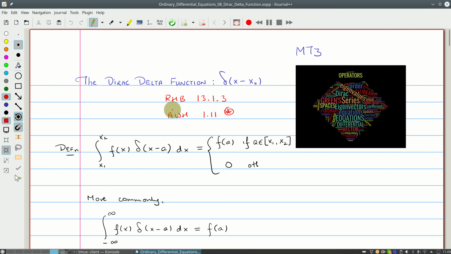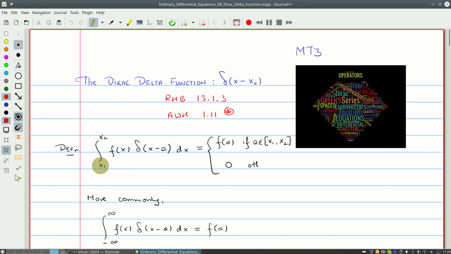This is a very peculiar function. In fact, it's not even a function. It's described in Riley, Hobson and Bence 13.1.3 and Arfken, Weber and Harris 1.11. I find the treatment in Arfken much better than the one in Riley's book, so please look at Arfken's book if you'd like to find out more about the Dirac delta function. Of course, if you look online, you'll find a wealth of information, so feel free to search Google.